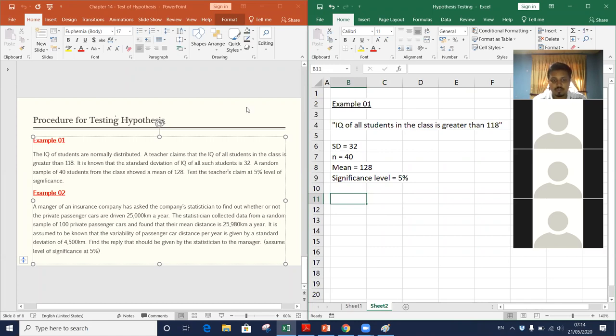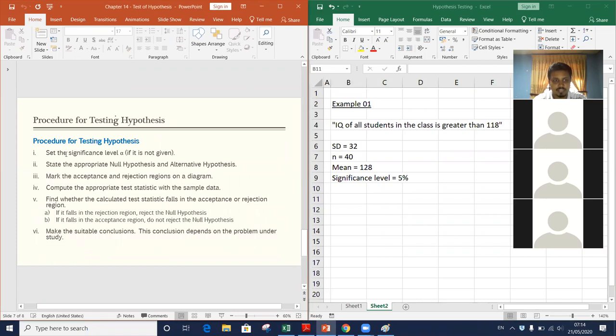What is the first thing we need to do? Set the significance level if it is not given, right? Amathuwen set karanna deyak na, it is given. The significance level is 5%. Significance level ekak 5% kiyala kiyanne confidence interval ekak kiyada? What should be the confidence interval? 95%. Right.